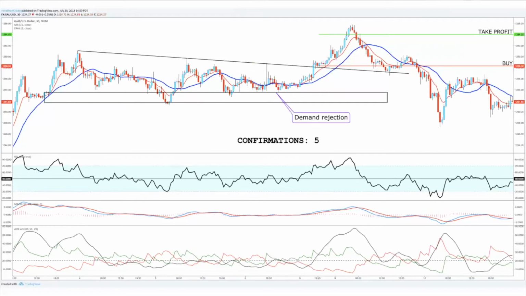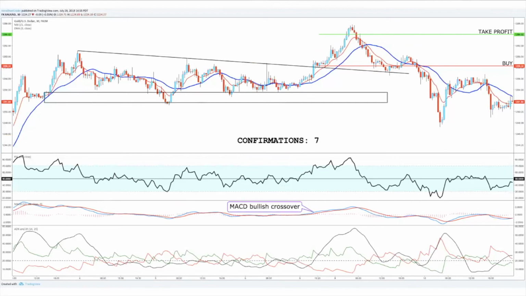Fifth confirmation was demand rejection. So I drew a demand zone right here. We saw price retesting it repeatedly, telling us that price is not going to go below here until a miracle happens. Then the RSI, we can see that it's above 50, indicating that price is in an uptrend, showing that it's a good time to put in a buy position.